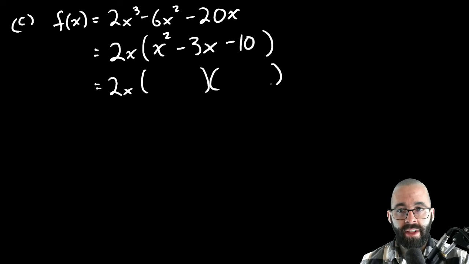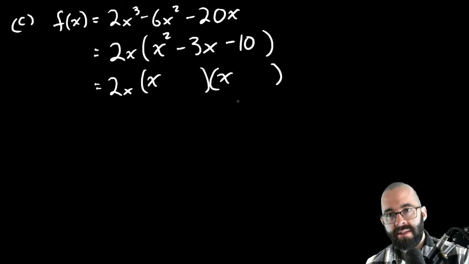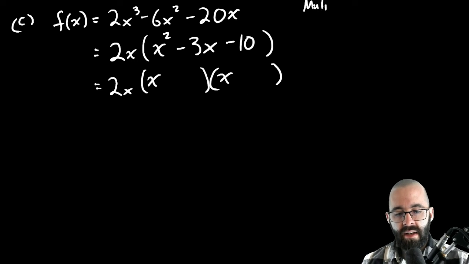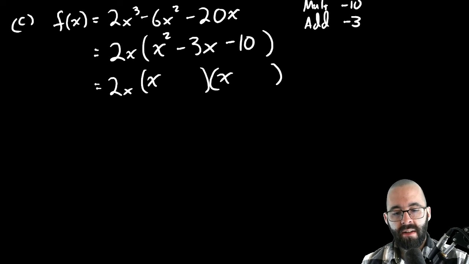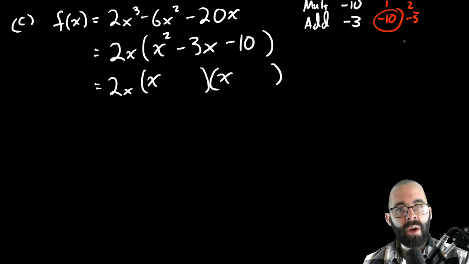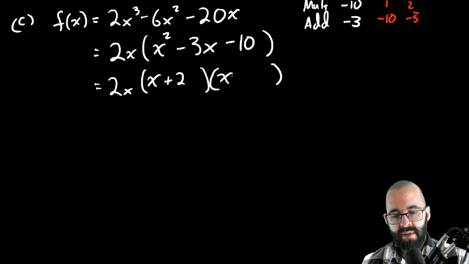It's a trinomial with leading coefficient of 1. That means it's going to have this form. The only way for us to get that x squared is an x times an x. Now we need two numbers that multiply to negative 10, that add to negative 3. Well, let's list some. 1 and negative 10 multiply. That's not it. 2 and negative 5. There it is. We always know the negative is the bigger one because it has to add up to a negative number. All right, so this just becomes x plus 2 and x minus 5.